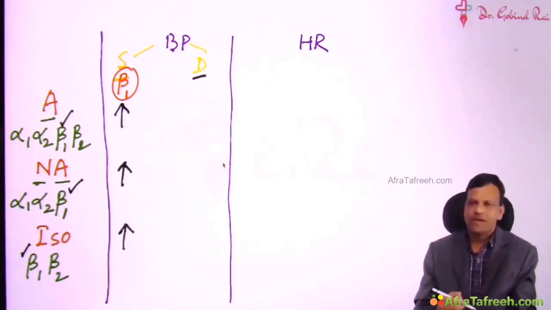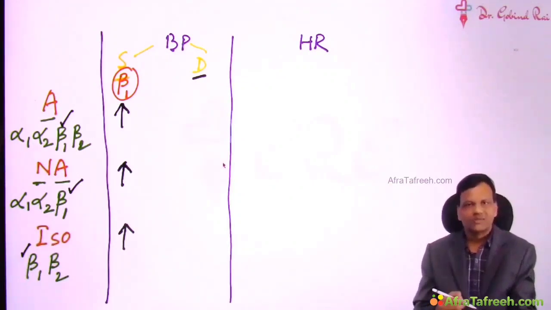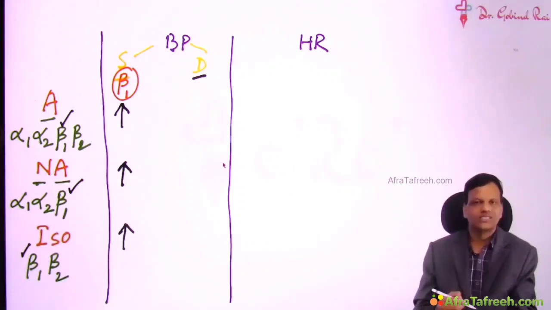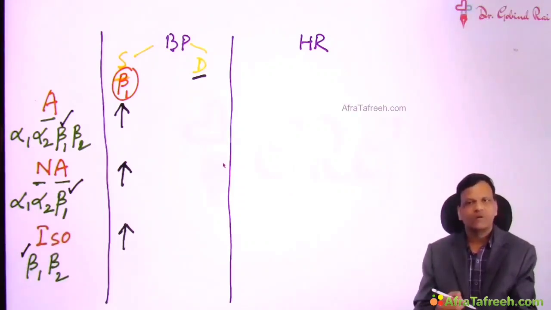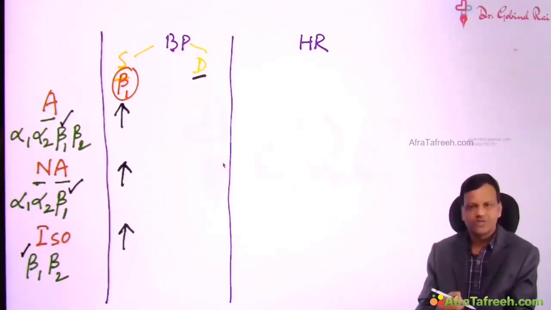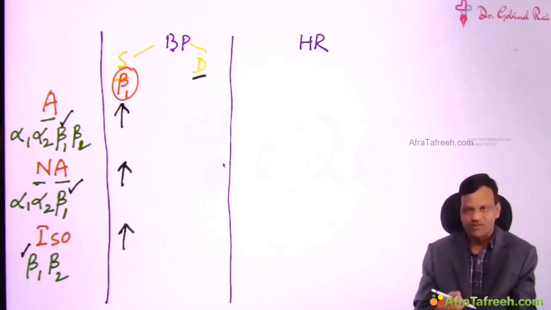Which factor? Peripheral vascular resistance. In a simple manner, peripheral vascular resistance means the effect on the blood vessels. If there is vasoconstriction, there is more BP. If there is vasodilation, there will be less BP. So that is diastolic blood pressure. Diastolic blood pressure depends upon blood vessels.